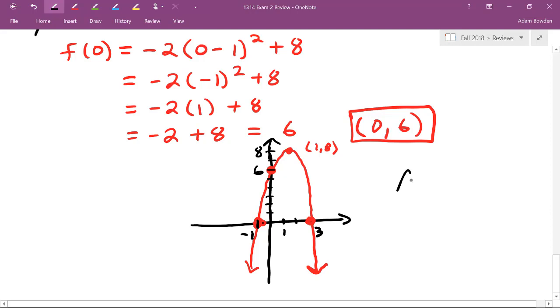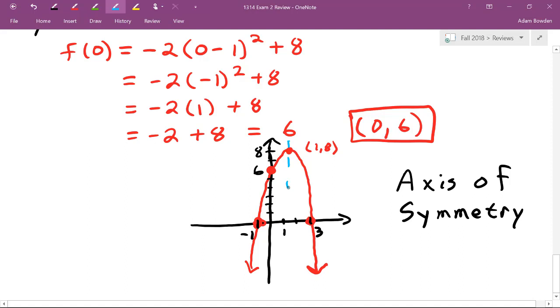Now, it did ask us for the axis of symmetry, which we're just going to look at the picture and say what the axis of symmetry is. The axis of symmetry runs straight down the middle of our parabola, right where the vertex is located at the number 1. So the axis of symmetry is x equals 1.